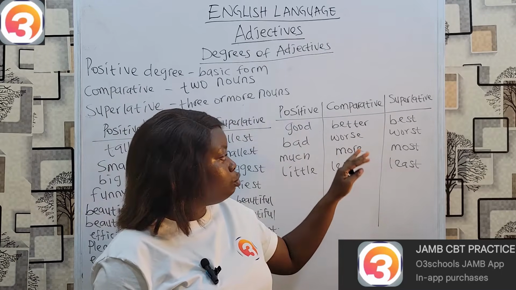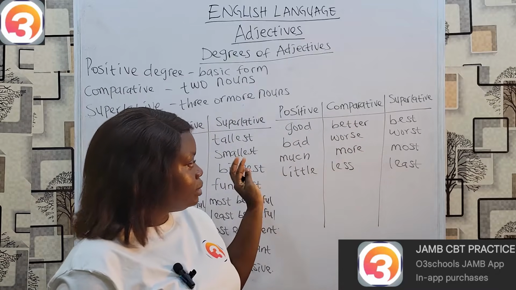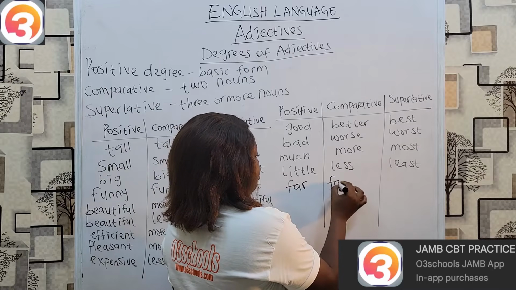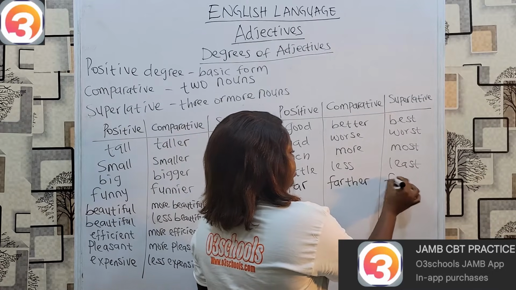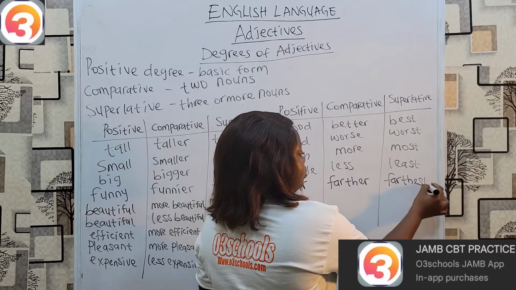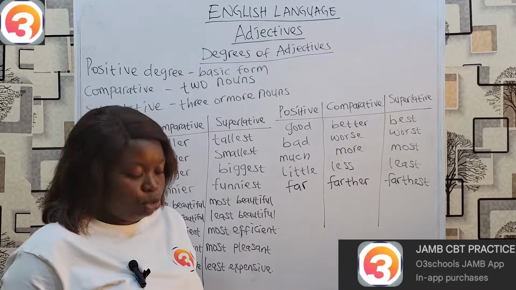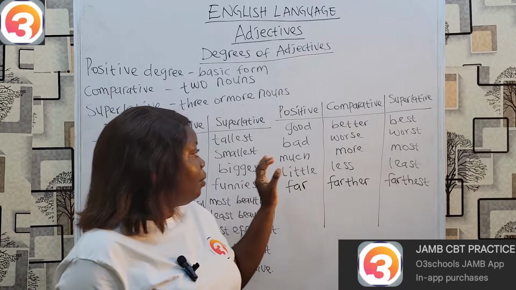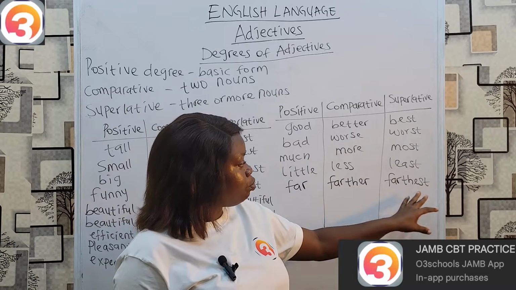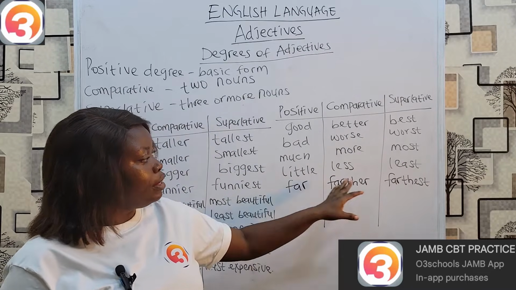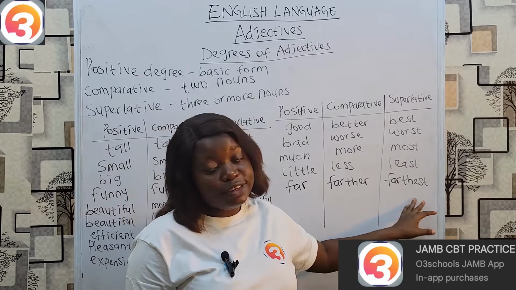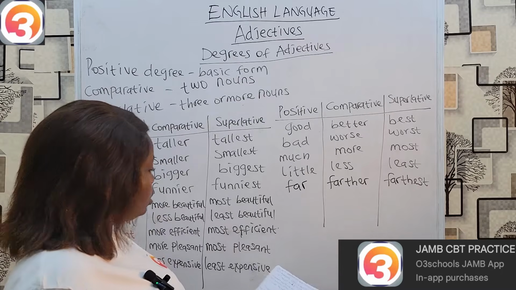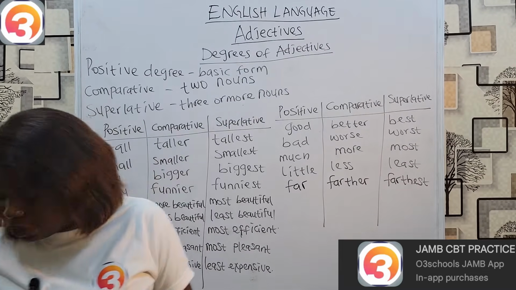Not that we are adding more and most, we're bringing in new words entirely. These are very irregular. We have far, farther, farthest. These are common examples of adjectives that we do not add anything to. Instead, we bring in something else. Positive, comparative, superlative. Positive is the base form, then comparative for comparing two nouns, superlative for comparing three or more nouns. So let's look at the ways we use these degrees of adjectives.